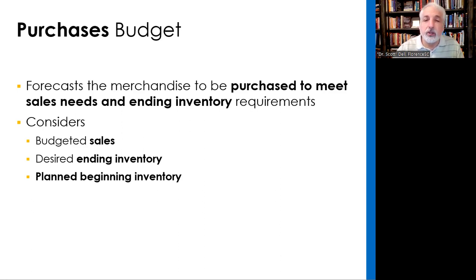And we also have to include inventory requirements. We have some beginning inventory, and we want to have a cushion for ending inventory. So we consider the budgeted sales, what we want for ending inventory, and what's the planned beginning inventory for the following period.